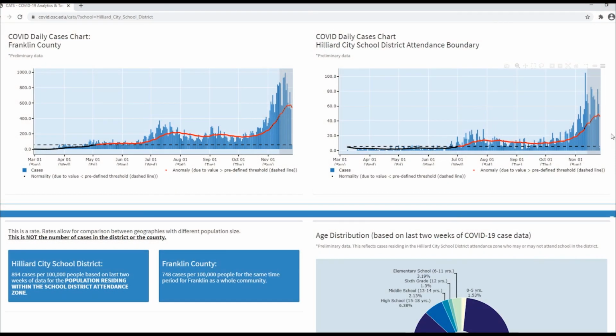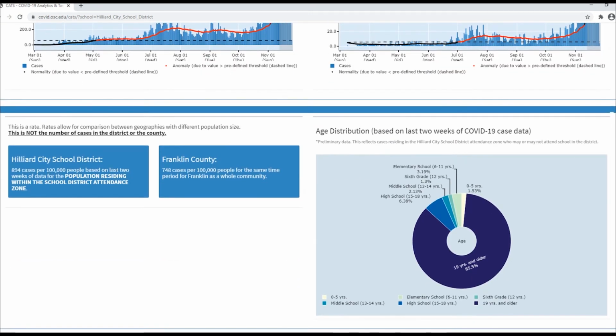The third and final section displays your district attendance boundary, COVID-19 case rate compared to Franklin County, on the left, and the age distribution of COVID-19 cases during the last 2 weeks, on the right. Trends in the age distribution data can be used to understand whether disease transmission is occurring within schools.